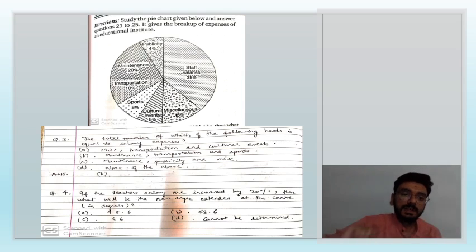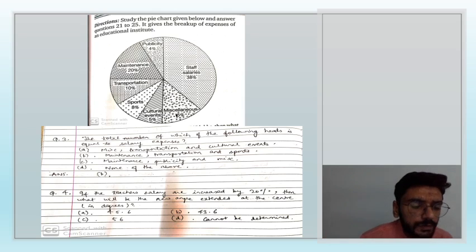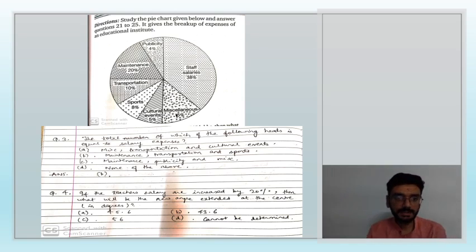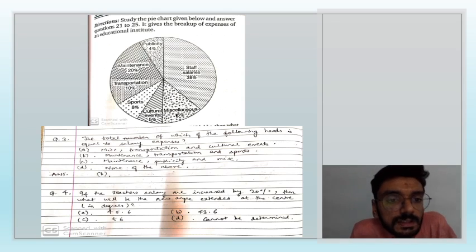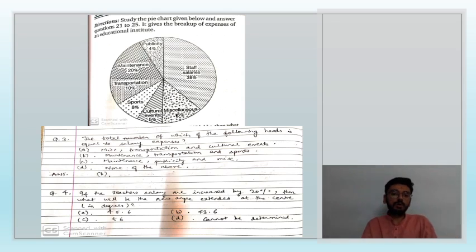Moving on to the third question. The third question is fairly simple. I will read it out for you once. The total of which of the following heads is equal to the salary expense? So the salary expense that is given here is 38%. The total of which of these would amount to salary expense? Now, what you have to do is simply read out all the options and then come to a conclusion.